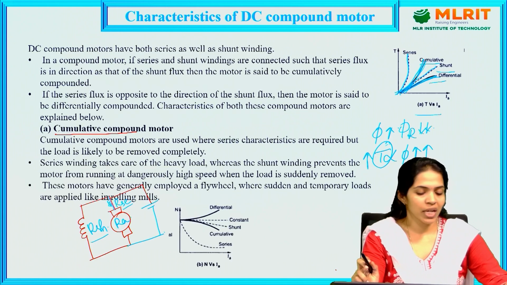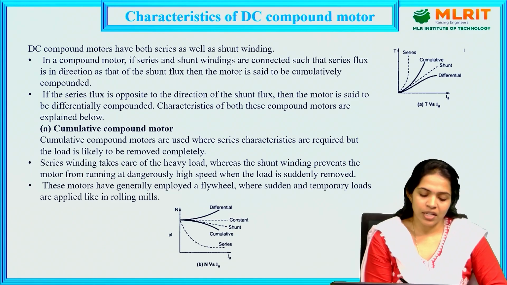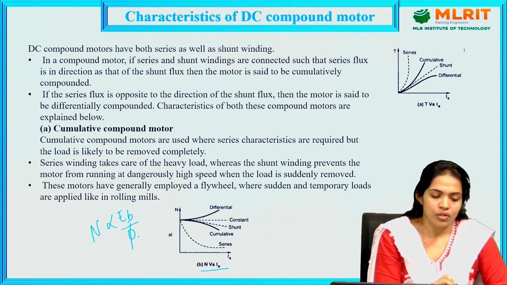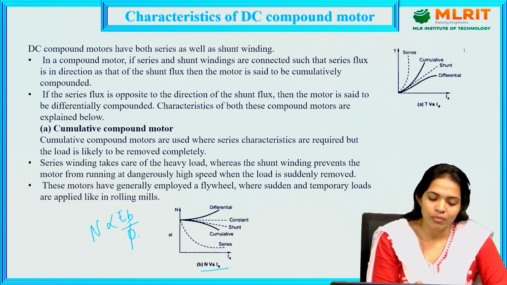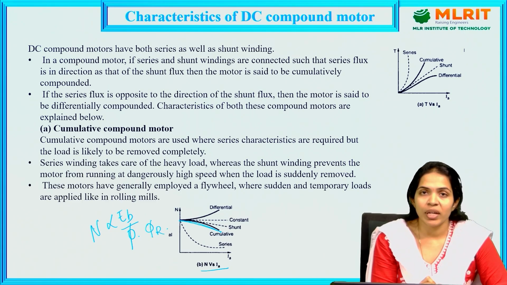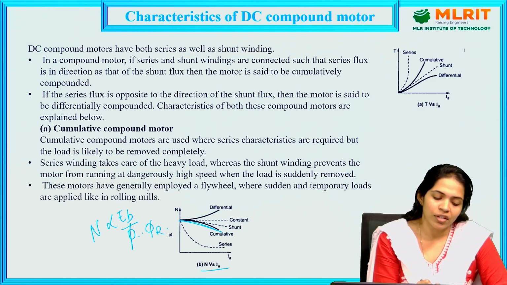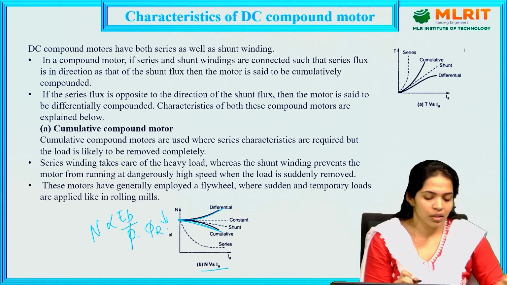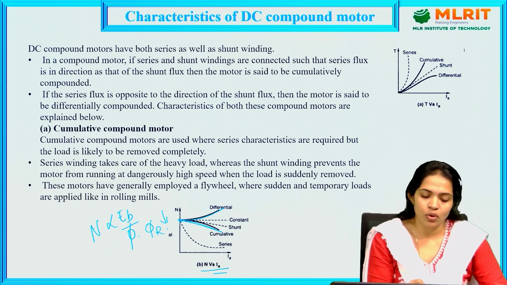So moving on to the next characteristics, which is the speed versus armature current. We have the relation for speed as Eb by phi. We know that in a cumulative compound machine the resultant flux is high. That is why we can see the dropping characteristics of the speed here. And for the differential compound, the resultant flux is low. So that is why the characteristics between the speed and armature current are increasing. For increasing values of Ia, the speed is also increasing.